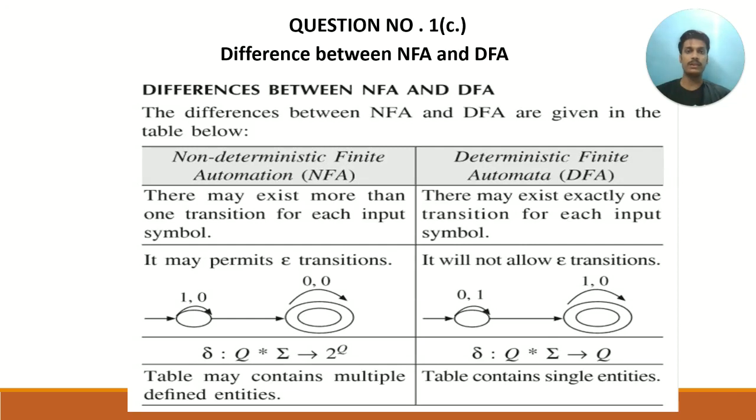Now the C part of question number one is the difference between NFA and DFA. NFA stands for non-deterministic finite automaton and DFA stands for deterministic finite automaton. There may exist more than one transition for each input symbol in NFA, and in DFA there exists exactly one transition for each input symbol. NFA permits epsilon transitions; DFA does not allow epsilon transitions. In NFA the table may contain multiple defined entries, and in DFA the table contains only single entries.